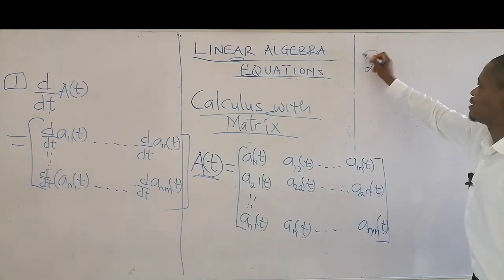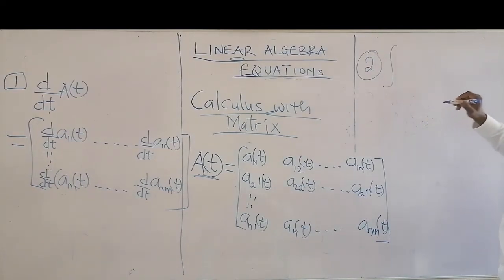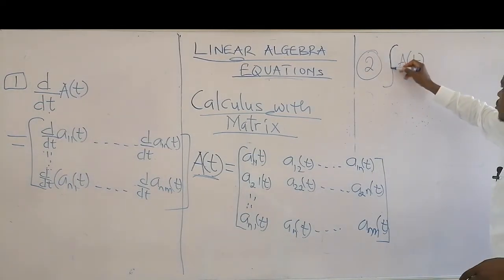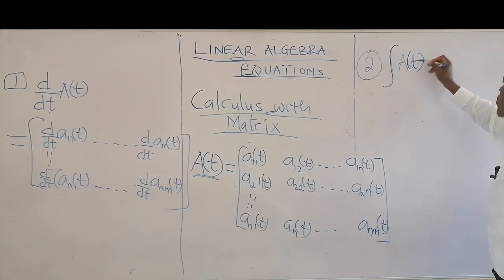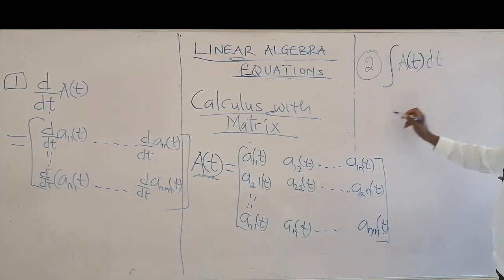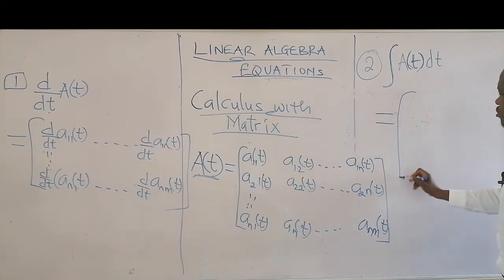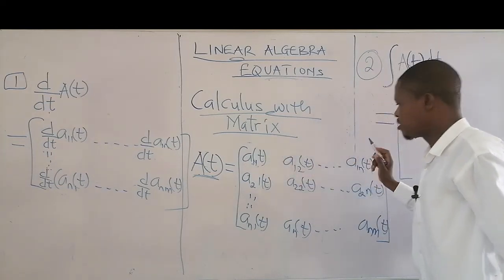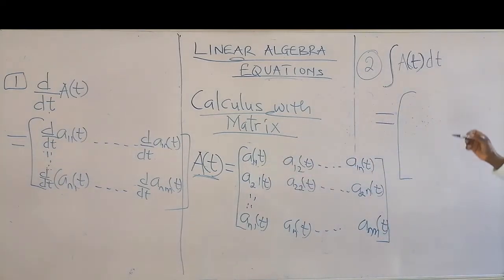Let's see integration. We can as well get the integral of matrix A dt. In this case it's also simple. We just integrate each of the elements of the matrix with respect to that variable. So that will be the integral of A11 as a function of t dt, and then it goes on like that, down to the last one in the row, the integral of A1n dt.